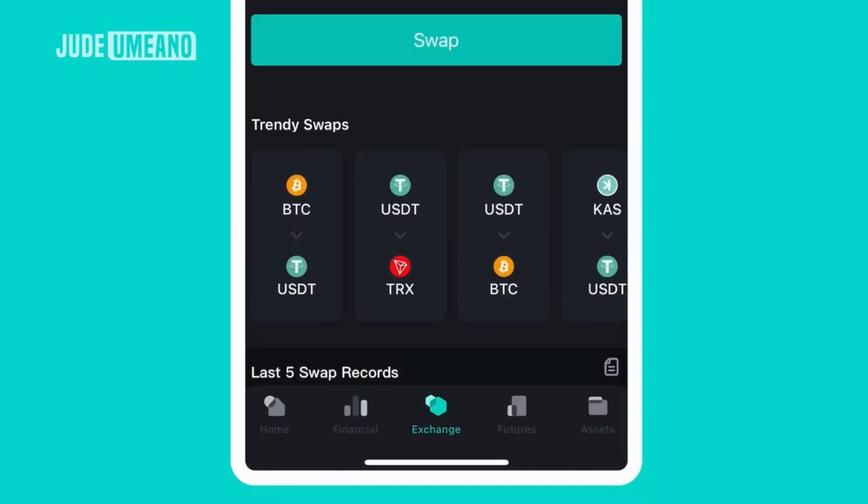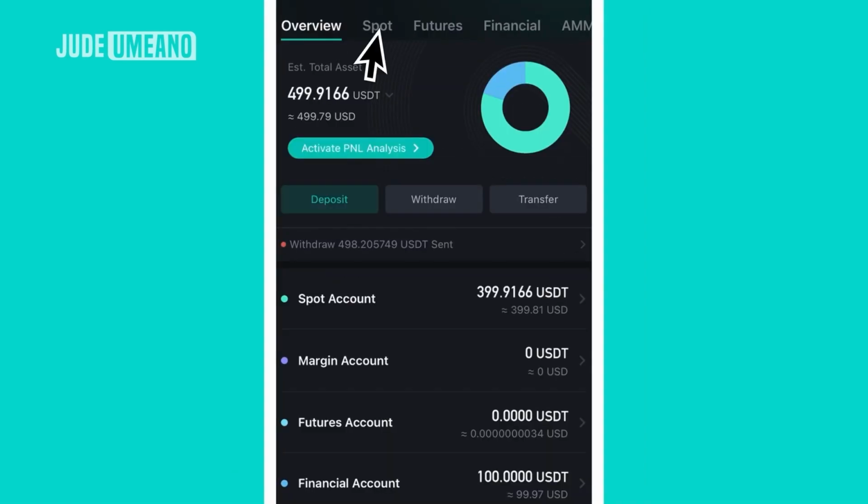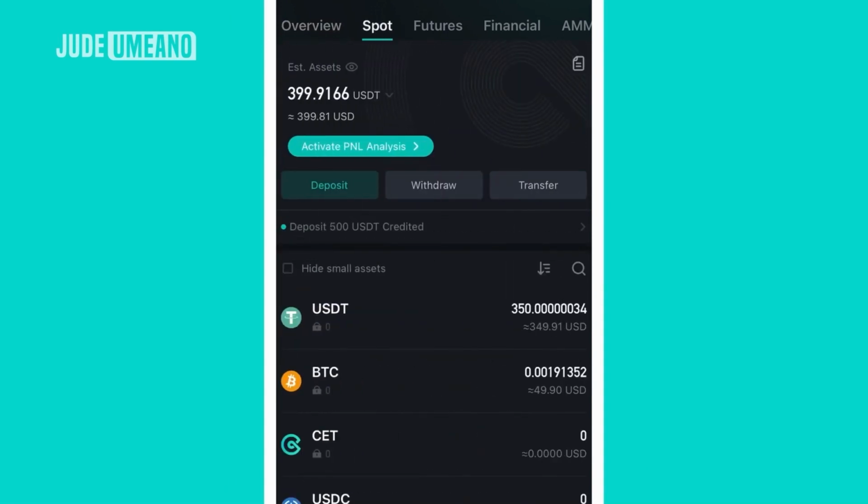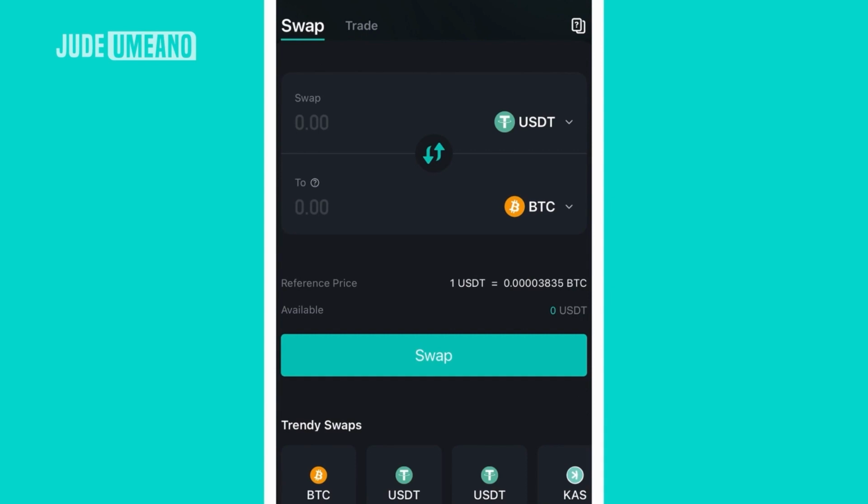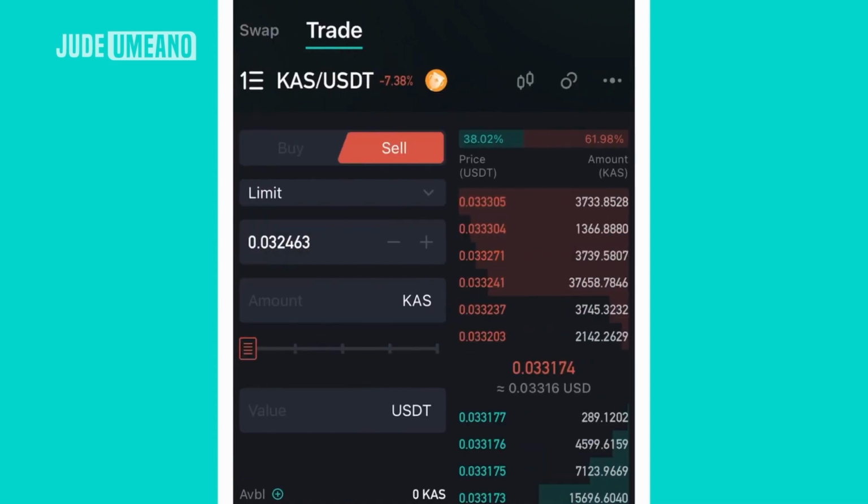If I go to my asset now, you can see under the spot section I have USDT $350 and BTC $49.9 worth. Okay, so that is one way to do spot. The second way is actually to trade in the exchange. So if I click on trade now, I can have a full trading experience.